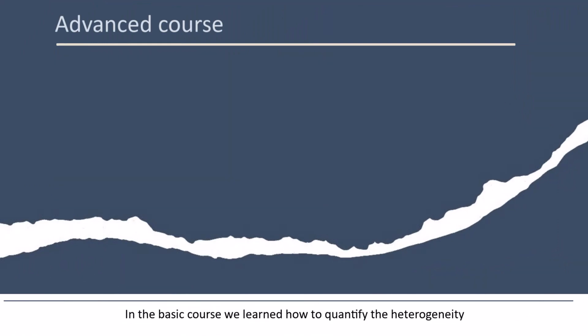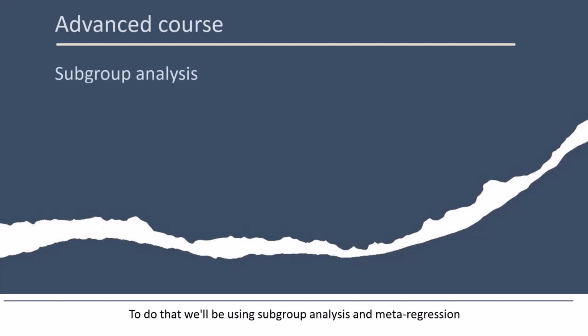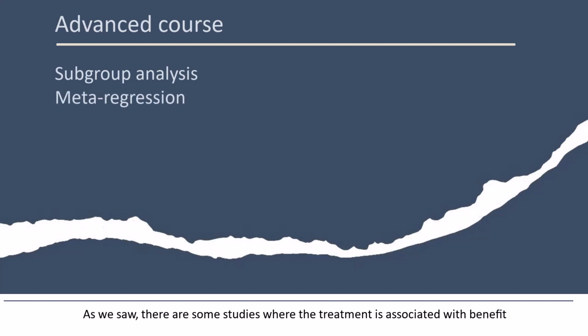In the basic course, we learned how to quantify the heterogeneity. In the advanced course, we'll learn how to explore the reasons for the heterogeneity. To do that, we'll be using subgroup analysis and meta-regression. As we saw, there are some studies where the treatment is associated with benefit and others where it's associated with harm.